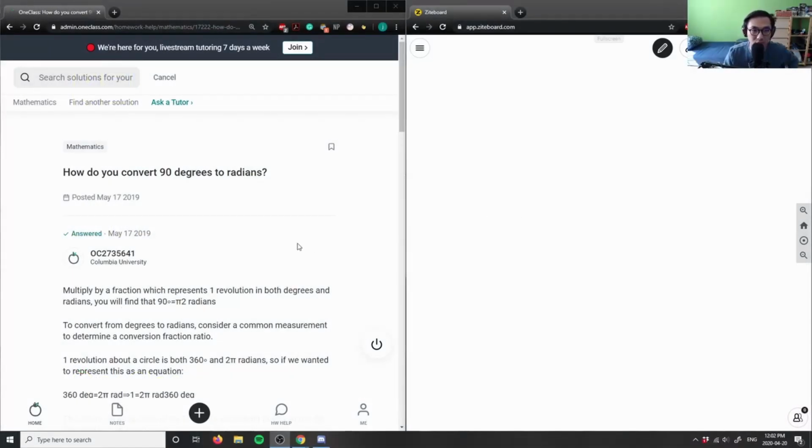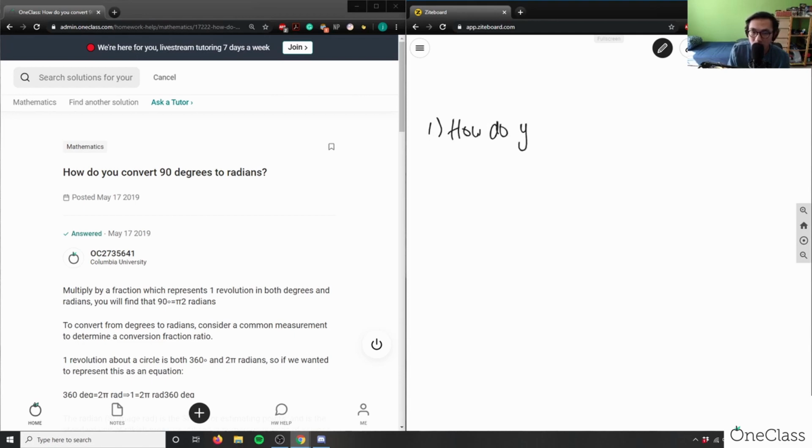Okay, so first question comes in. It's asking, how do you convert 90 degrees to radians? So it says here, this is how do you convert, or I'll just say convert 90 degrees to radians. Not gonna write out the full question.